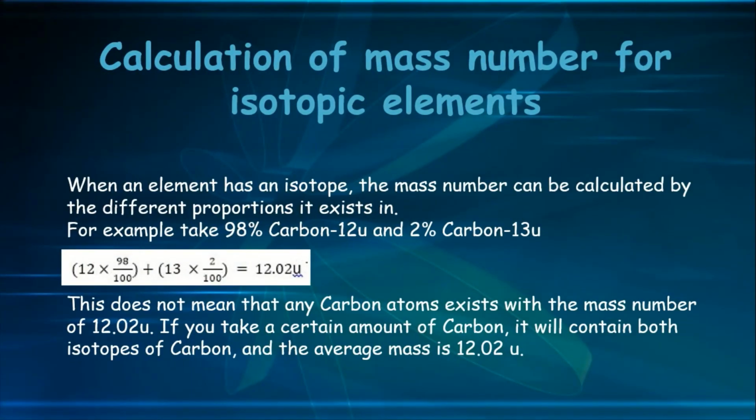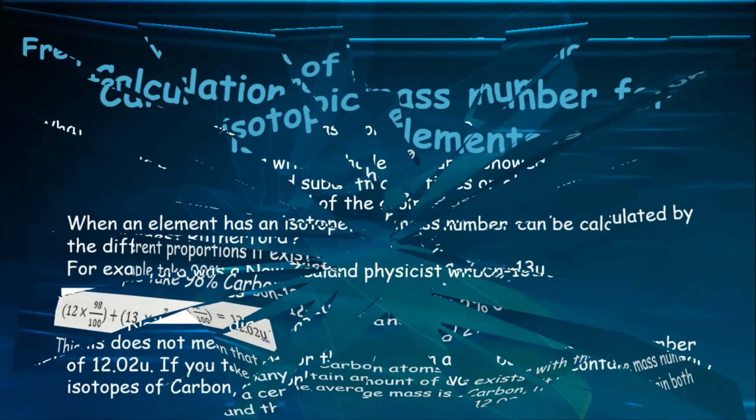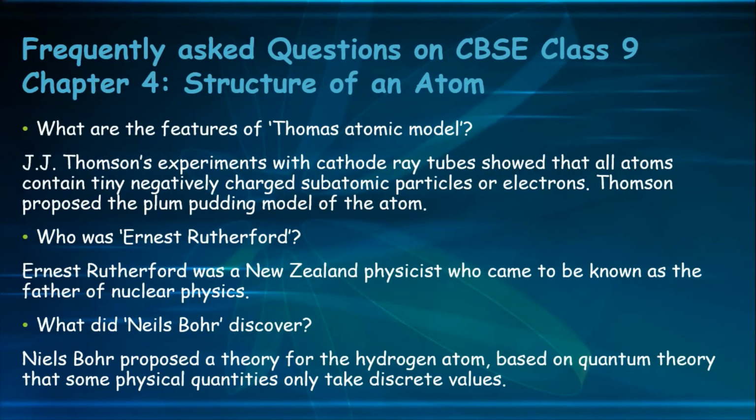Calculation of mass numbers for isotopic elements. When an element has isotopes, the mass number can be calculated by the different proportions in which they exist. For example, take 98% of carbon-12 unified mass and 2% carbon-13 unified mass. This does not mean that any carbon atoms exist with a mass of 12.02 unified mass. If you take a certain amount of carbon, it will contain both isotopes of carbon, and the average mass is 12.02 unified mass. Now we will see some frequently asked questions.